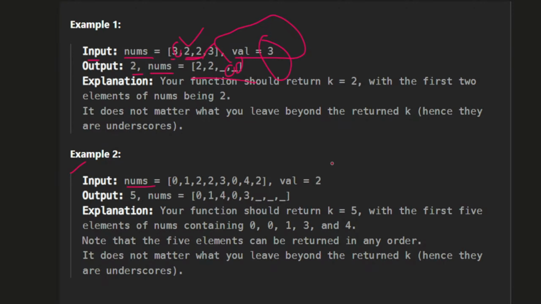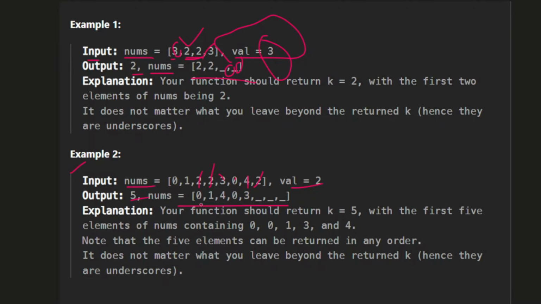Let's move on to example number 2. We are given nums and the value is equal to 2. What do we have to do here? Basically we have to remove the 2's from this array nums. So what is the final answer? That is 0, 1, 3, 0, 4. And what is the count? 1, 2, 3, 4, and 5. So here 5 is the answer, and then this is the result.